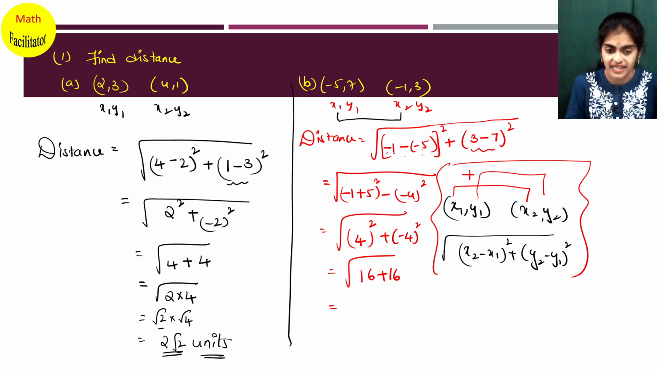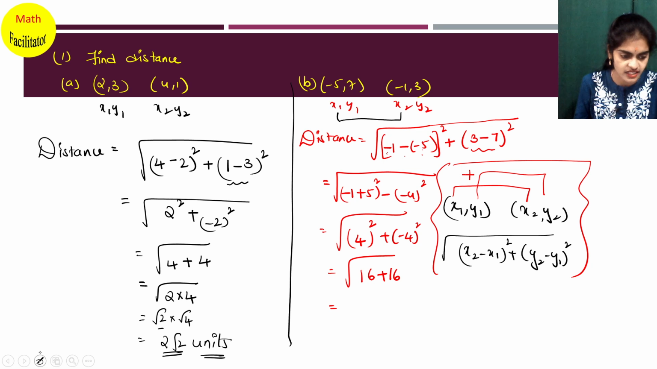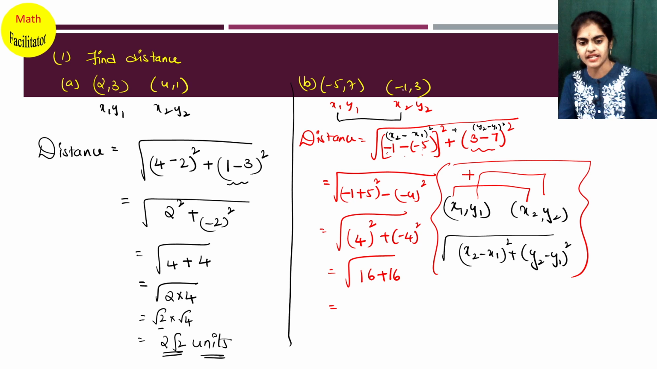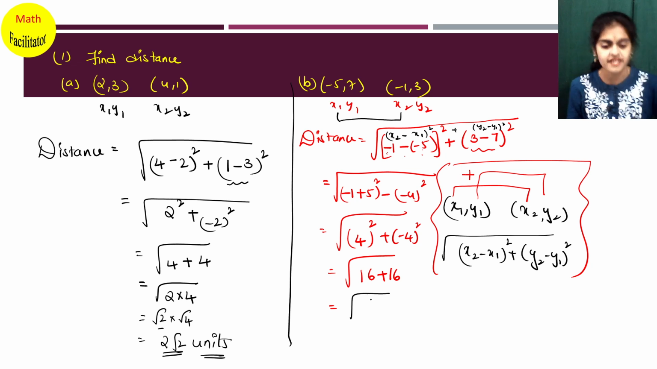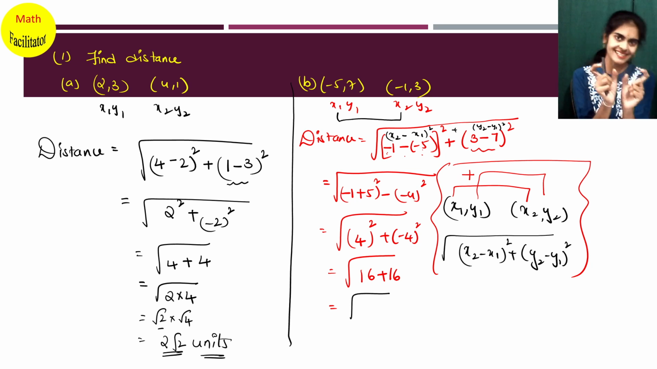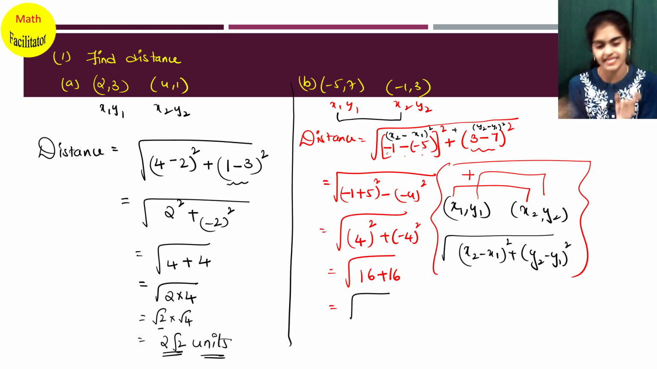Clear? So it is minus, this is, I'll just change the color and write it here. This is x2 minus x1 the whole square plus y2 minus y1 the whole square. Okay, so x2 is minus 1 minus x1 is minus 5. Clear? So now again, as I told you, 16 plus 16, don't write it as 32, write it as 2 times 16.